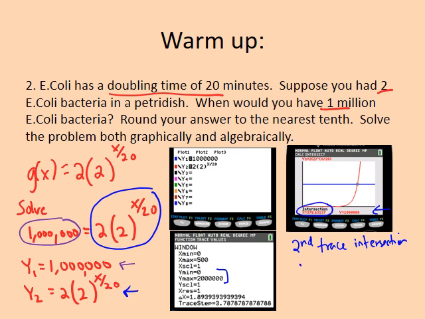Since the intersection is 378 and 6/10, that means it's 378 and 6/10 minutes until there are 1 million E. coli bacteria in the petri dish.